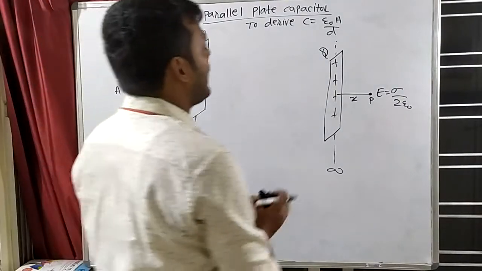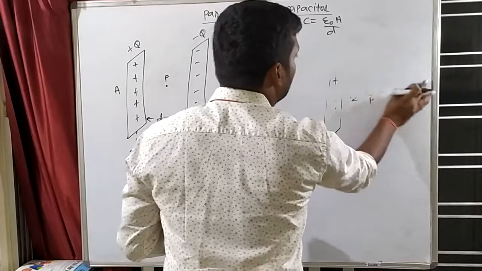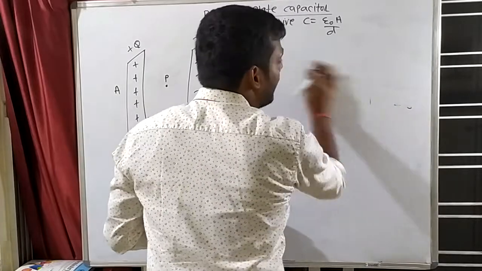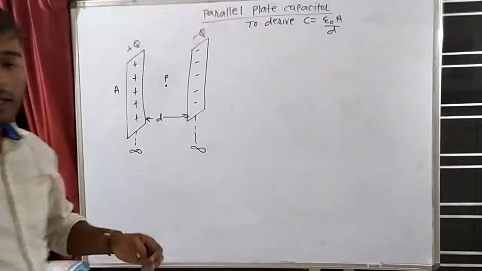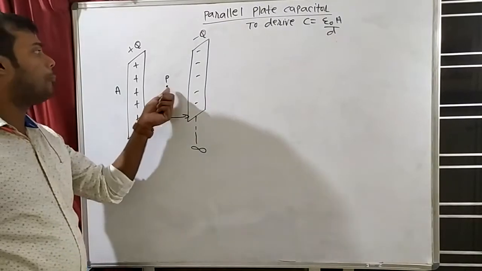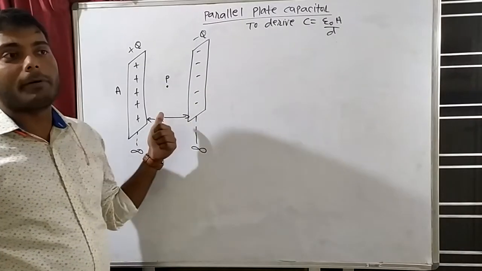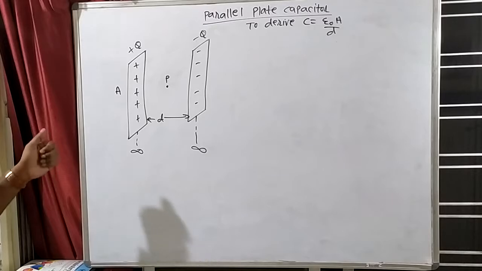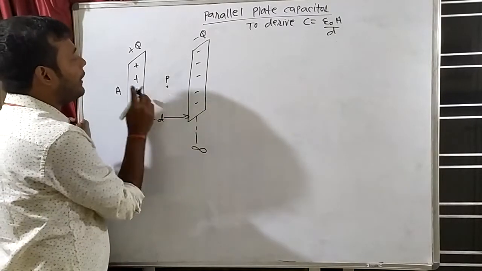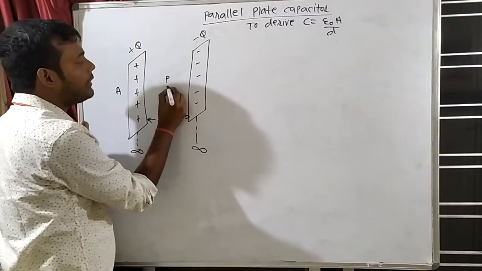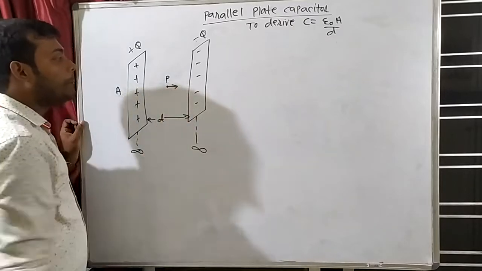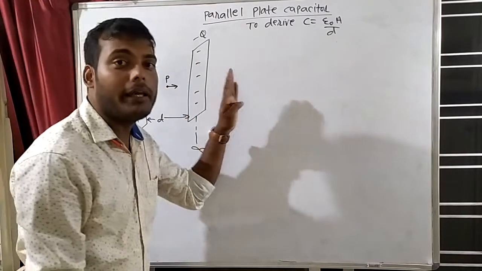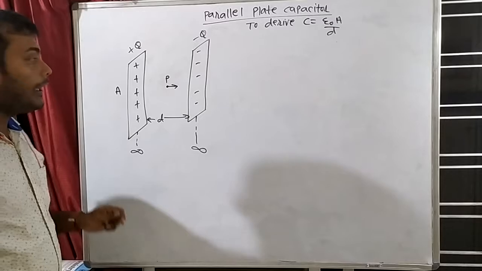So this is the same type of thing: here is an infinite plane sheet, here is also an infinite plane sheet, and we want to find the electric field at point P. Clear? At point P, due to this positive plate, what will be the direction of electric field? Due to the positive plate, the direction of electric field will be away from it.